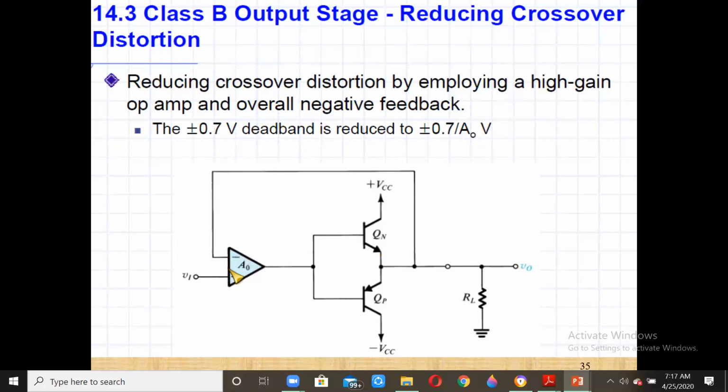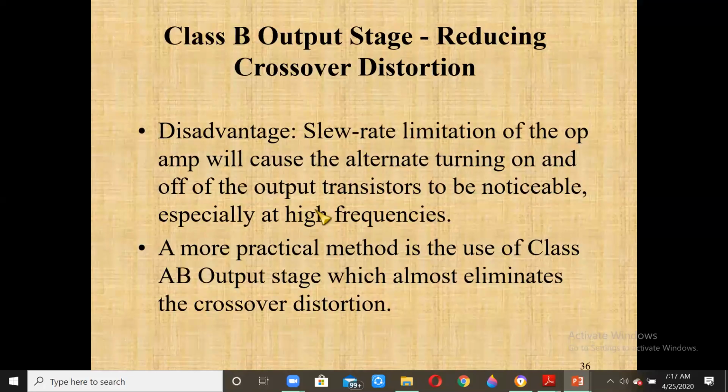So the high gain amplifier tries to reduce the crossover distortion, but there's a disadvantage associated with it, and that is the slew rate limitation of the op amp will cause the alternate turning on and off of the output transistors to be noticeable. Slew rate is the rate of change of output voltage with time of the op amp, and this is limited. It's not infinite for the op amp. Because of this, the turning on and turning off of the output transistor will be noticeable, especially at very high frequencies.